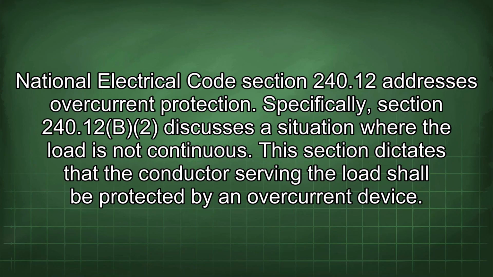National Electrical Code Section 240.12 addresses overcurrent protection. Specifically, Section 240.12(b)(2) discusses a situation where the load is not continuous. This section dictates that the conductor serving the load shall be protected by an overcurrent device.